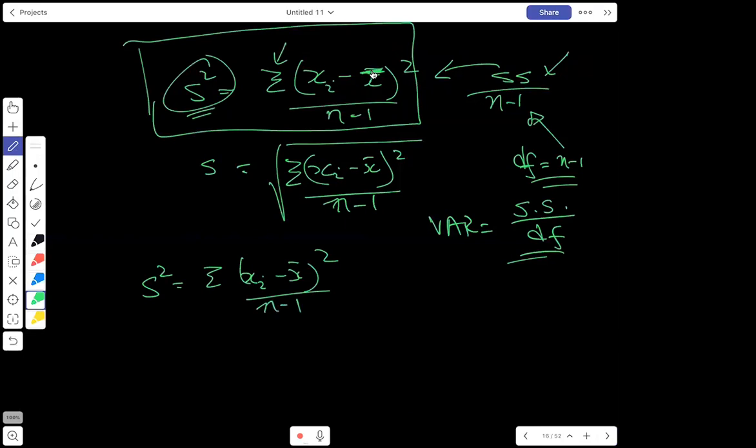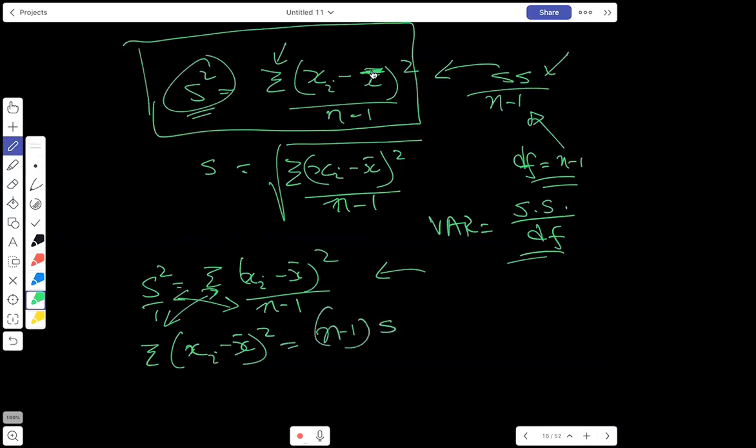All right. And what if I cross multiply? What do I get? If I cross multiply, this is over 1. So I'm hoping you remember cross multiplication. I will get that, and remember that this is our sum of squares over degrees of freedom. So I will get xi minus x bar squared is equal to n minus 1 times s squared. So look at that. N minus 1 times s squared is a sum of squares.